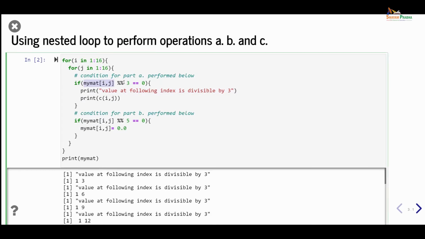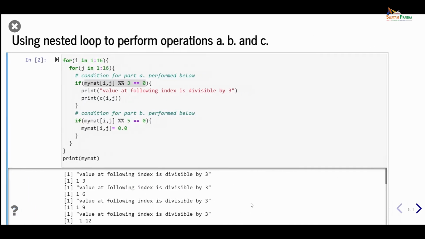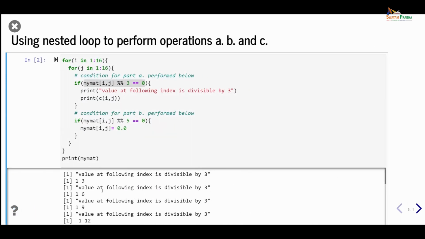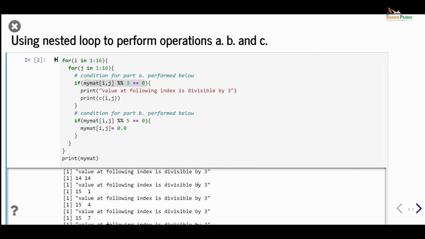For the first condition, wherever the value is divisible by 3, we are getting the index of that particular value. Before getting the index, we are also printing a string called "value at following index is divisible by 3". As I said earlier, 1 comma 3 means the value corresponding to the first row and the third column, which is 3. Yes, it is divisible by 3, so that's why we have got the output as 1, 3. Similarly, you will be able to see the index for all the values which are divisible by 3.